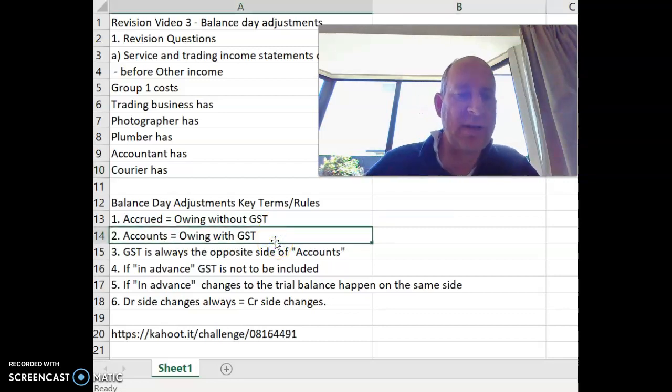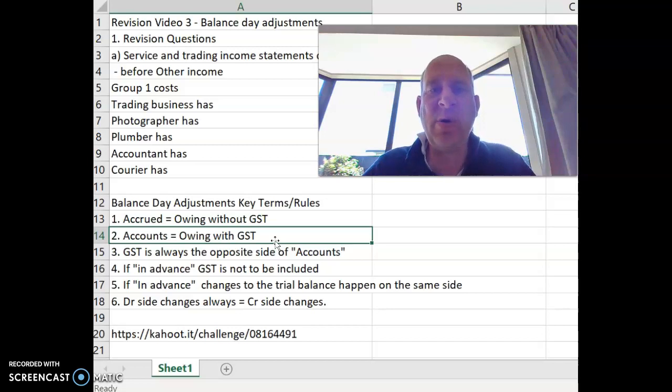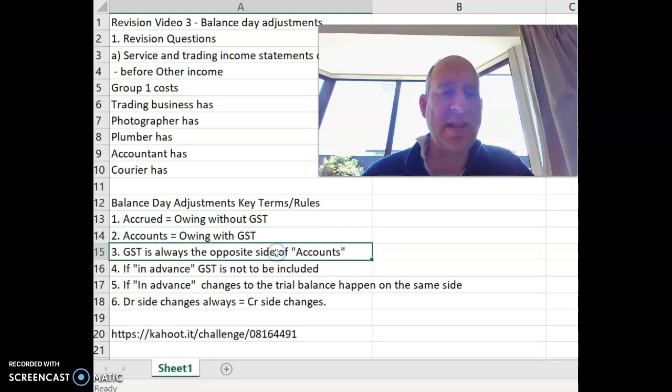Second rule, I want you to write this down too. If it has the word accounts, accounts means owing with GST. So that's accounts receivable, owing to us, with the GST owing to us as well. And accounts payable, where we've got an invoice we owe to somebody else, and we owe them for what we bought off them, plus we owe them for GST. So accounts, there has to be a GST component.